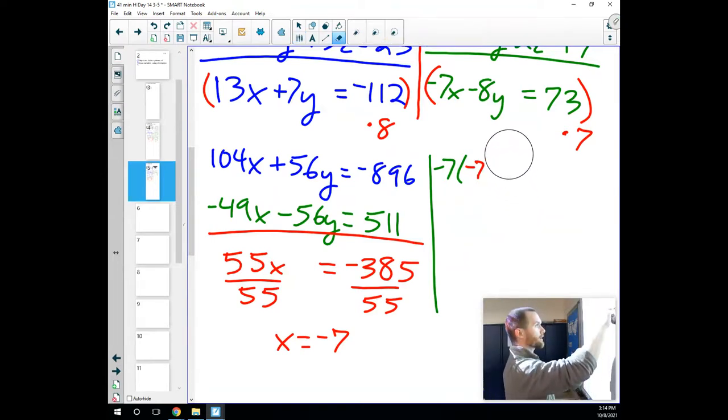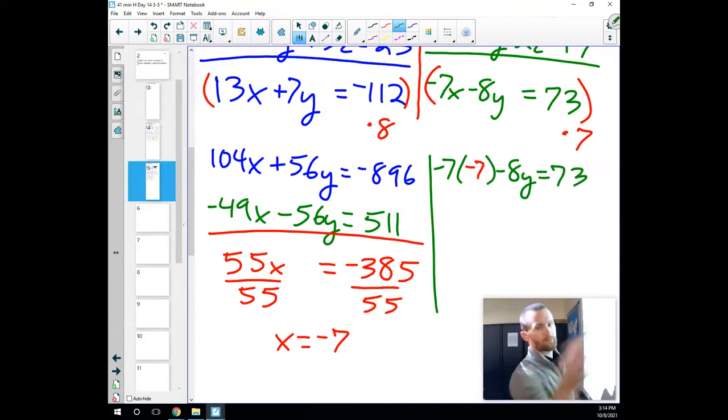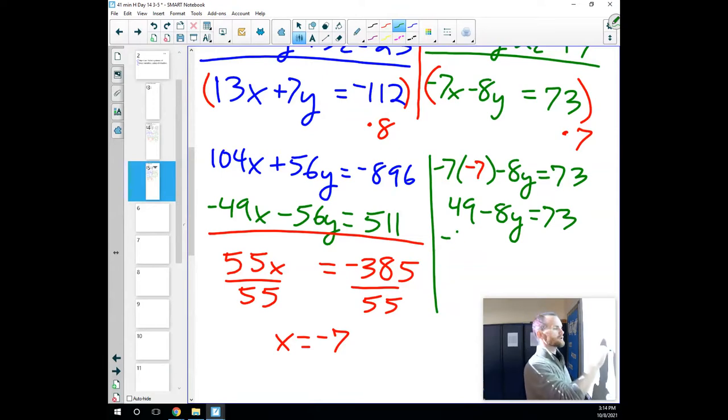Oops, that should be green. Again, colorblind teacher trying to color code. What could go wrong? Then we keep copying. So it's negative 8y equals 73. Then we simplify and solve. Multiply here, get positive 49 minus 8y equals 73. Two-step equation, subtract 49 from both sides.